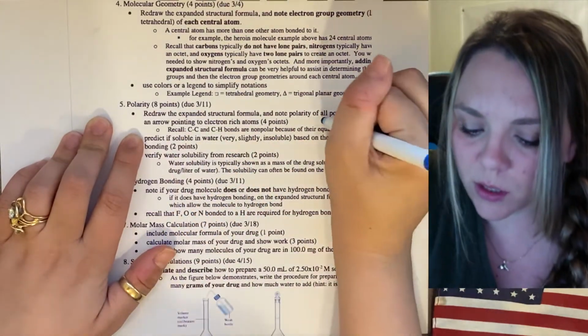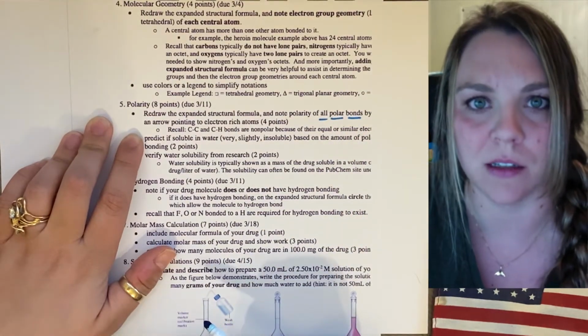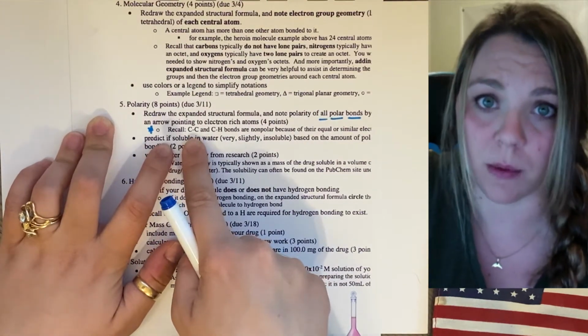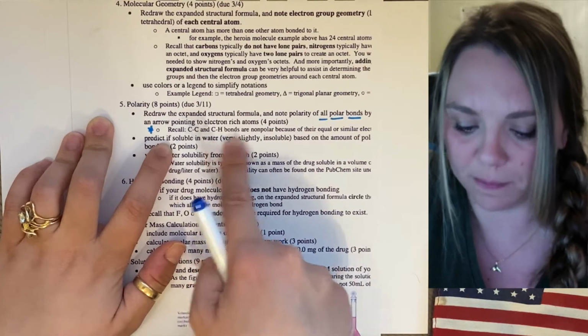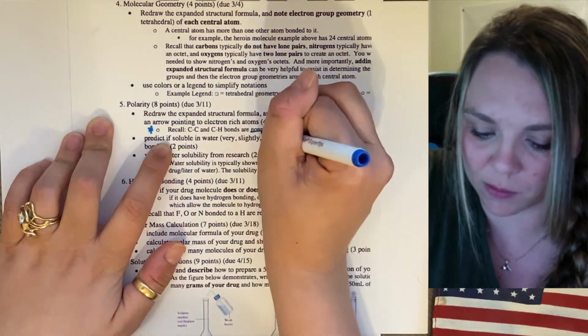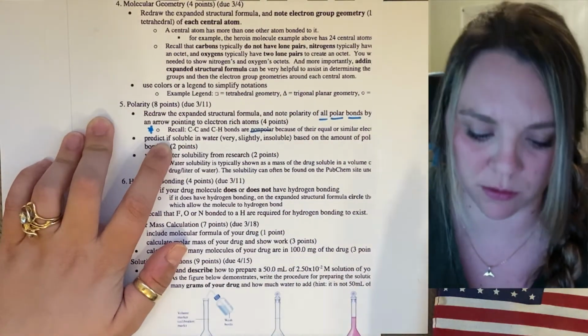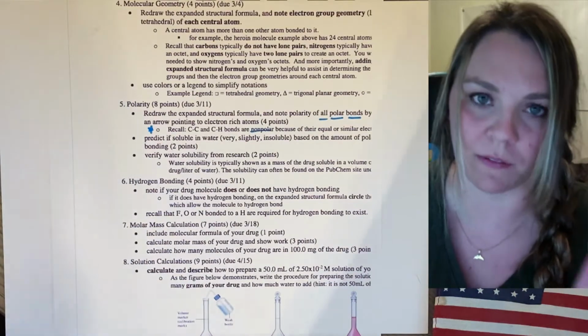So you're only doing all polar bonds because you're not doing it for every single bond, which means all of your carbon to carbon bonds and all of your carbon to hydrogen bonds are not going to be polar, okay? These guys are non-polar. So you're just looking for things that are other than carbon and hydrogen. All right, so that's the first task of 5.